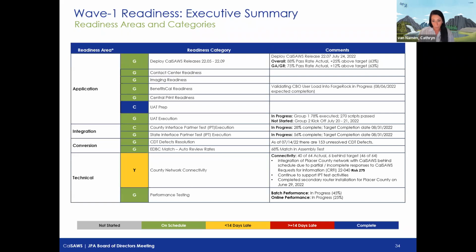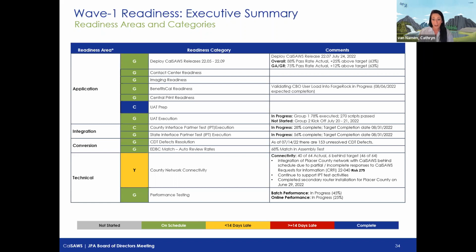UAT prep is well complete at this point. So moving into execution, specifically for UAT Group 1, they are wrapping up those activities. Retest for Group 1 for UAT begins next week. This week for Group 2, the kickoff meeting was conducted. And again, this also pertains to all Calhoun counties. And Group 2 testing begins next week on the 25th.